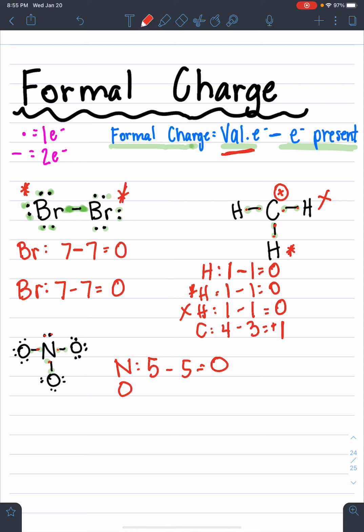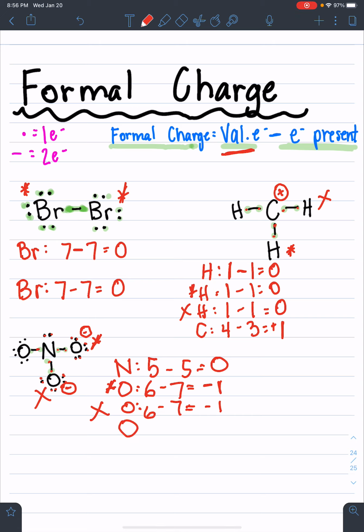Now let's do our O. Let's do this one right here. O normally has 6 valence electrons. This O is going to have 1, 2, 3, 4, 5, 6, 7. So it's going to be 6 minus 7, so it's going to be a negative 1. So there's a negative charge by this O. If we do the other O, this one underneath it, it's going to have 1, 2, 3, 4, 5, 6, 7 valence electrons. It normally has 6, it's going to have 7, so it's also going to have a negative 1 charge. So this O is also going to be negative.